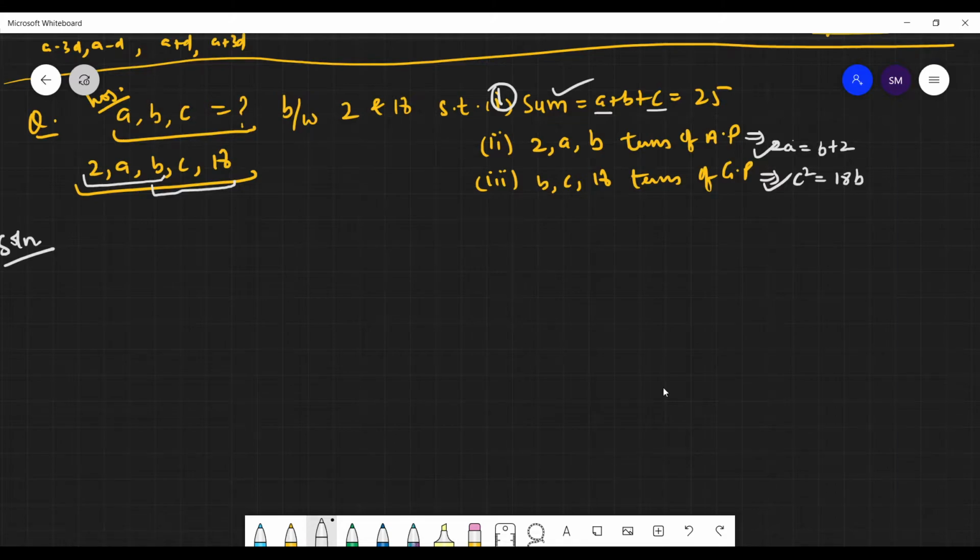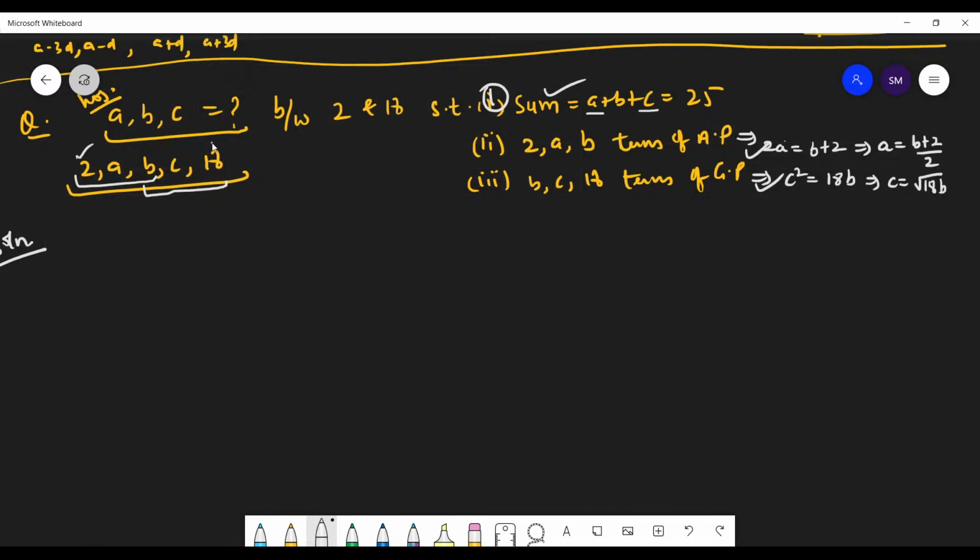So you can take A as B plus 2 by 2, that's your A. And from here, C will be equals to under the root 18B. And that can be further simplified. And we will not take the value negative because these numbers are in between 2 and 18.